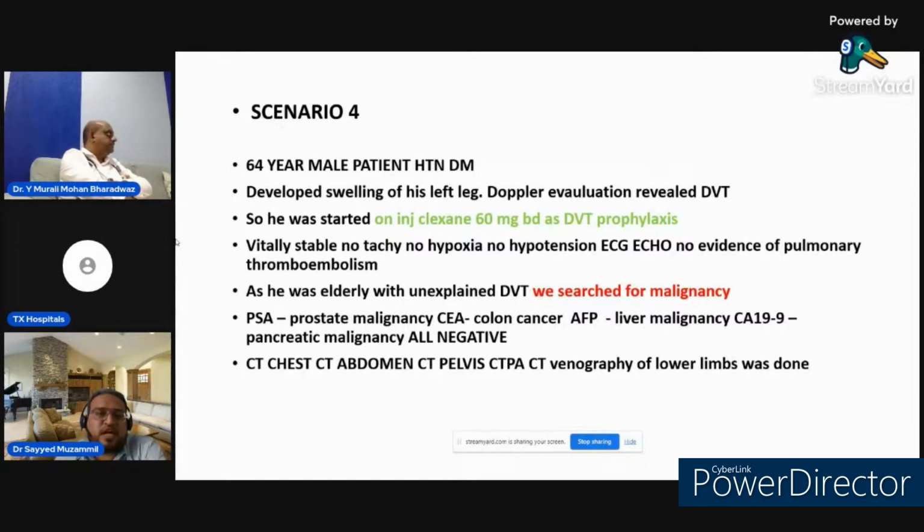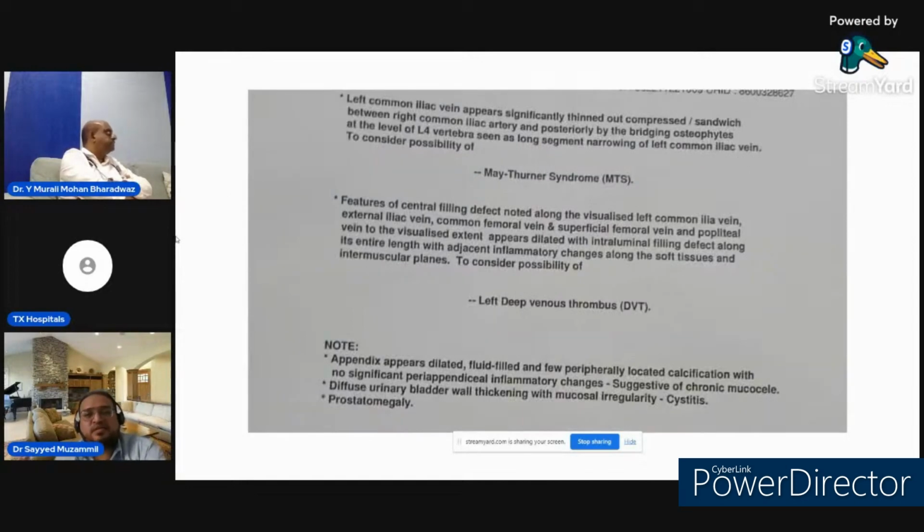We wanted to see that, and we found that this patient has a left common iliac vein that appears significantly thinned out, compressed, sandwiched between the right common iliac artery and, posteriorly, the bridging osteophytes at the level of the L4 vertebra, seen as a long segment narrowing of the left common iliac vein, to consider the possibility of May-Thurner syndrome. So this was a case of May-Thurner syndrome.